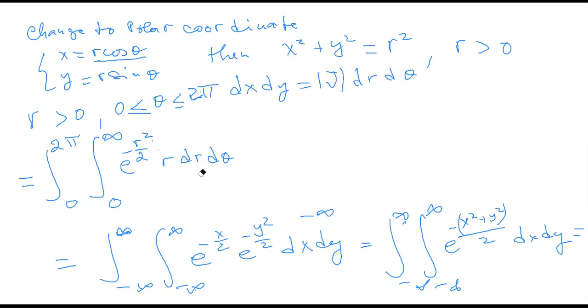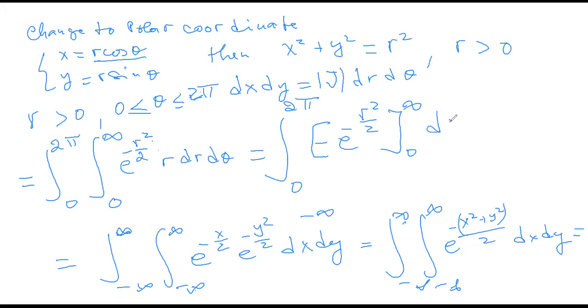So now look at this part. What is the derivative of r squared over 2? The derivative of e to the minus r squared over 2 is this, so that's kind of what we are seeing here: this r times that. So this is 0 to 2 pi, and this part is going to be, I am taking this minus here, minus e to the minus r squared over 2 from 0 to infinity, d theta.